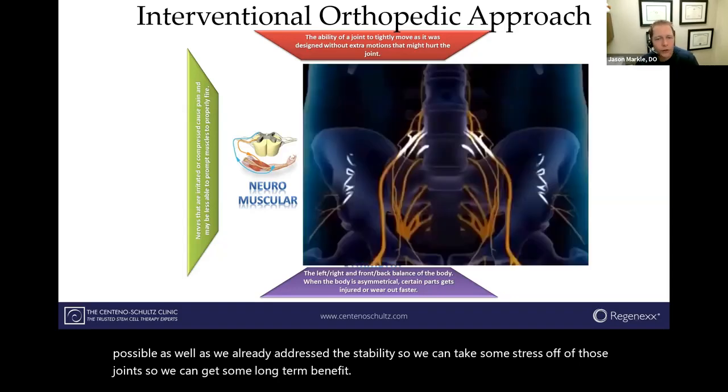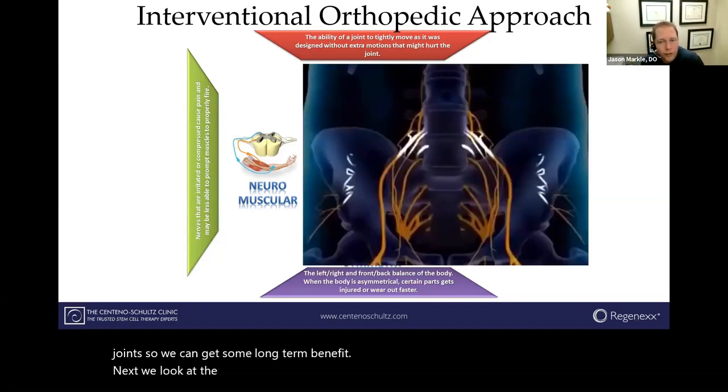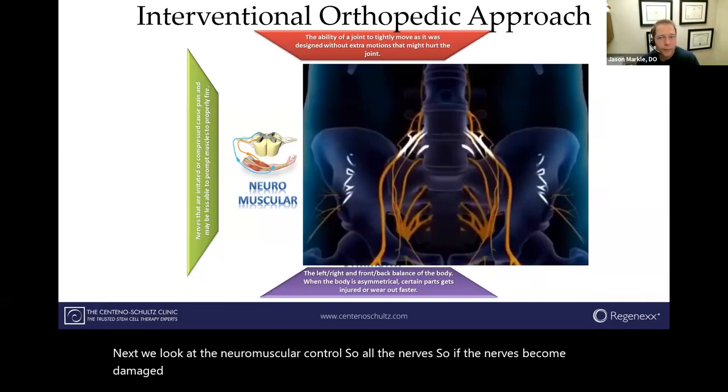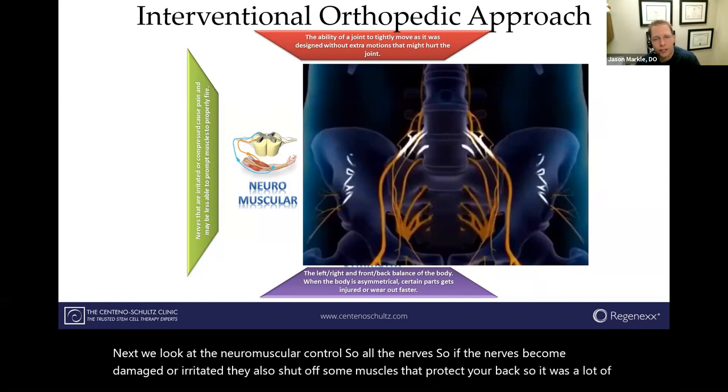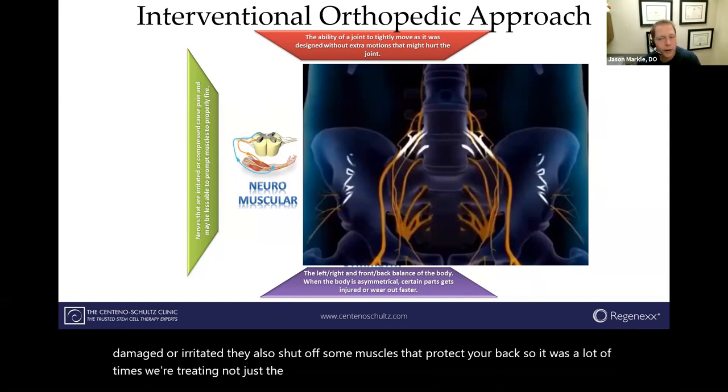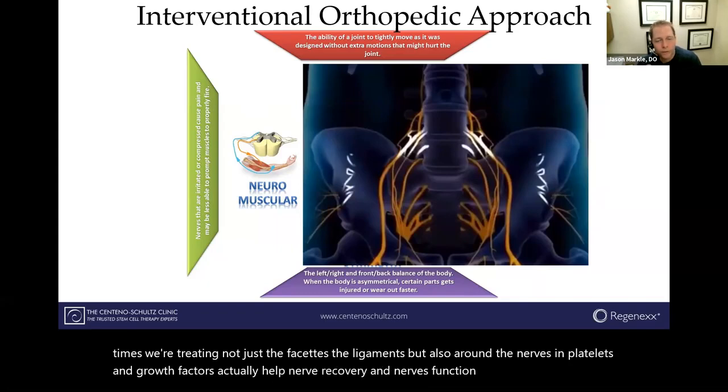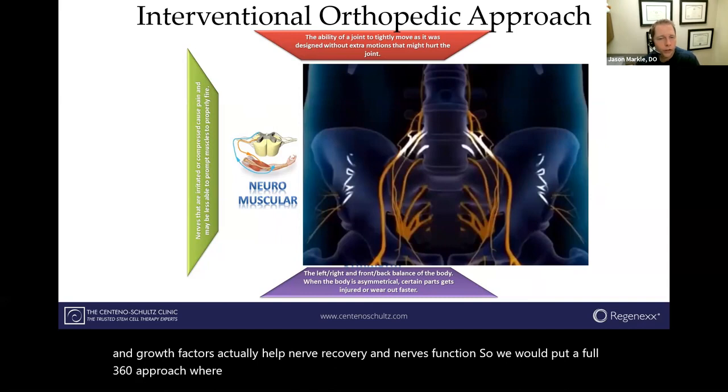Next, we look at the neuromuscular control, so all the nerves. If the nerves become damaged or irritated, they also shut off some muscles that protect your back. So a lot of times we're treating not just the facets and the ligaments, but also around the nerves, and platelets and growth factors actually help nerve recovery and nerve function. So we put together a full 360-degree approach where we're treating the ligaments, the joints, but also the nerves and the muscles.